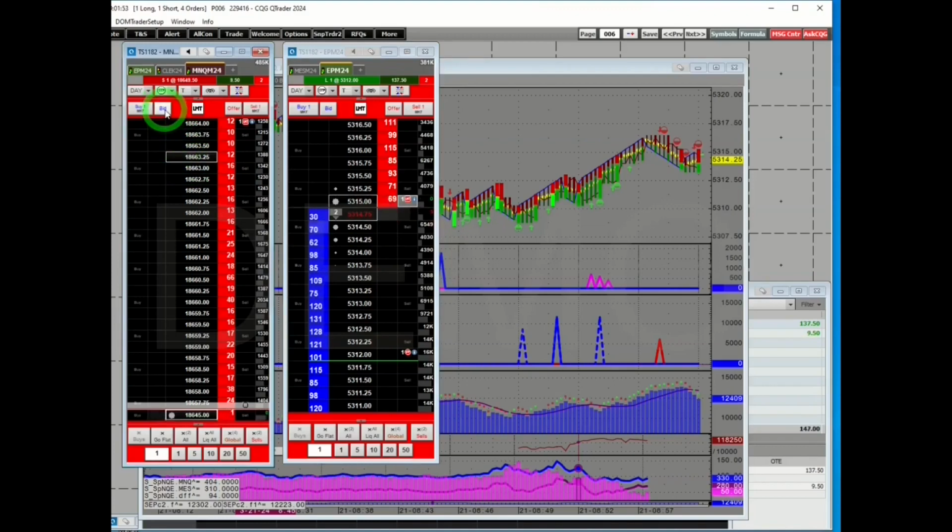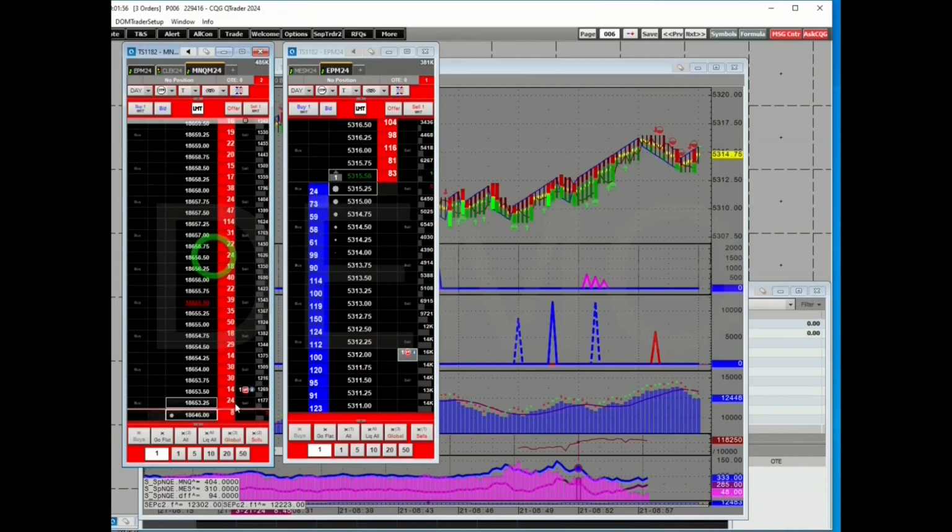We have an execution on both legs and we are flat now, with a nice profit generated in a few minutes.